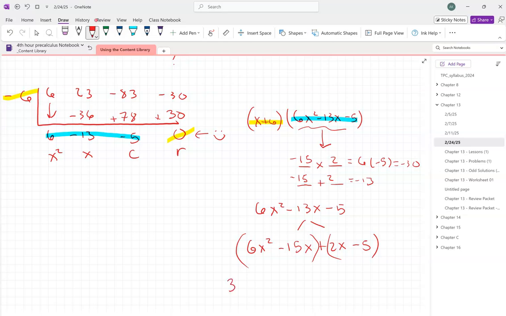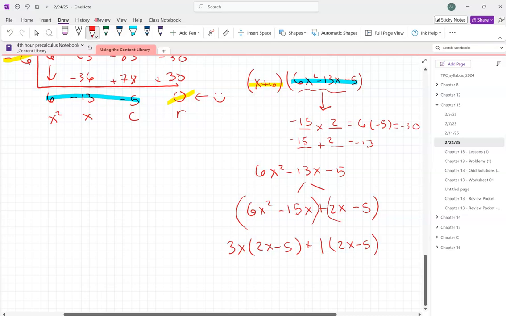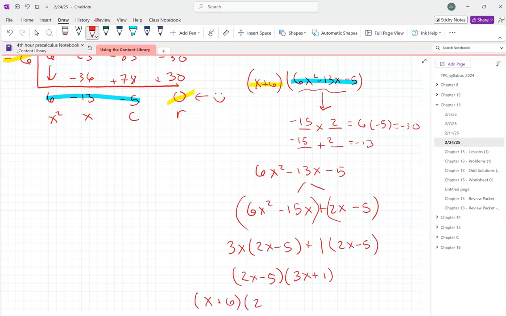From the first group, I can take out a 3x, leaving me with a 2x minus 5. In the second group, the only factor in common between 2x and -5 is just 1. So if I look at the first term, I have a 2x minus 5. In the second term, I have a 2x minus 5. So if I factor those out, I'd have 2x minus 5 times 3x plus 1. So that's going to give me my fully factored form for my polynomial.